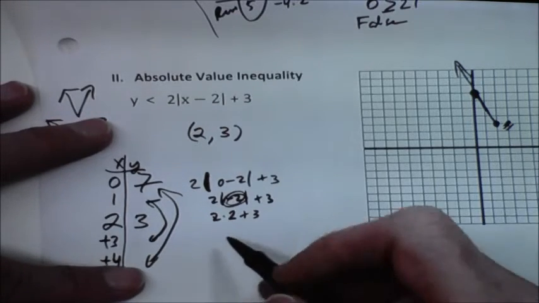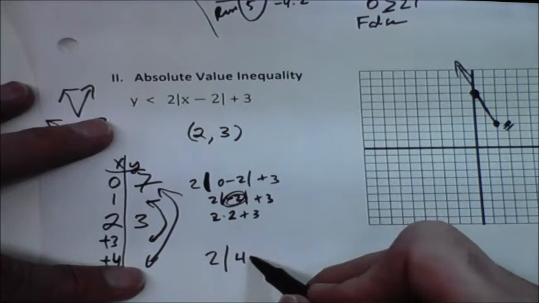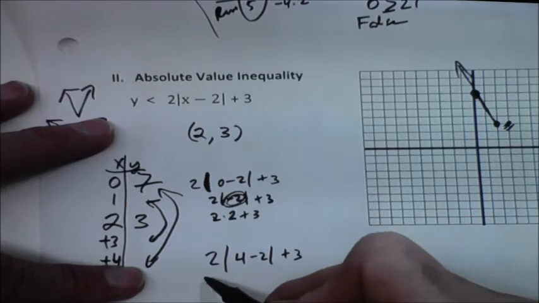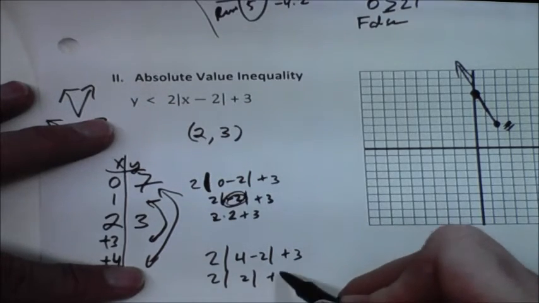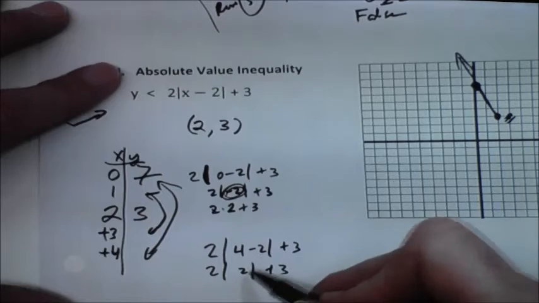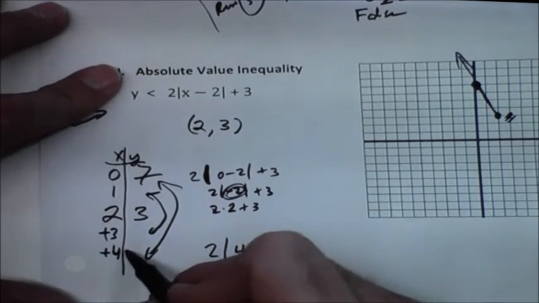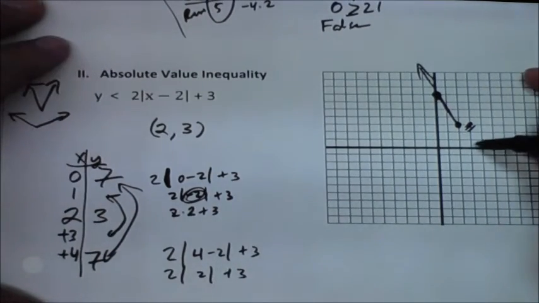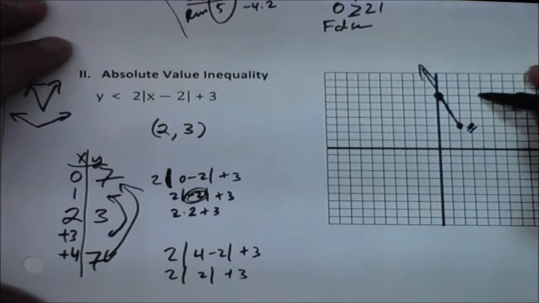Let's actually check that one here. 2, 4 minus 2 plus 3. 2, absolute value of 2. Well, its absolute value of 2 is 2 anyway, so that's 4 plus 3. Yes, that's 7. 4, 7.